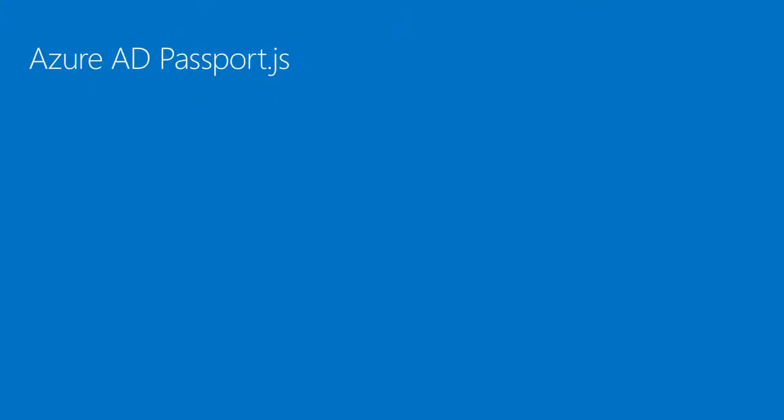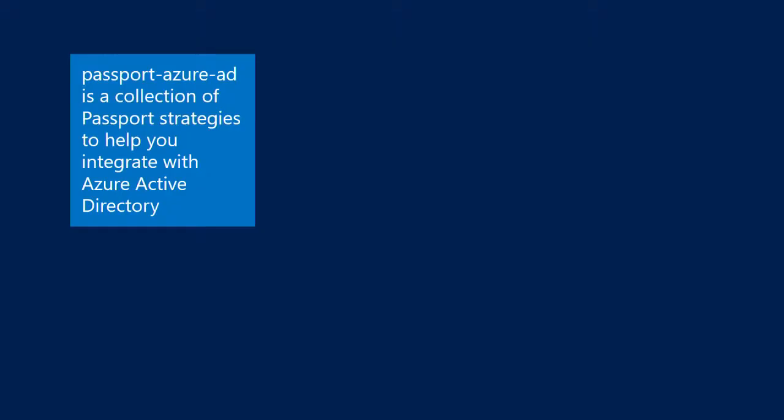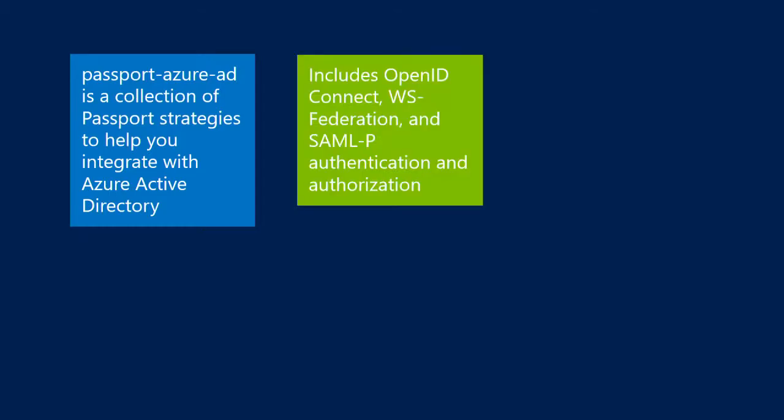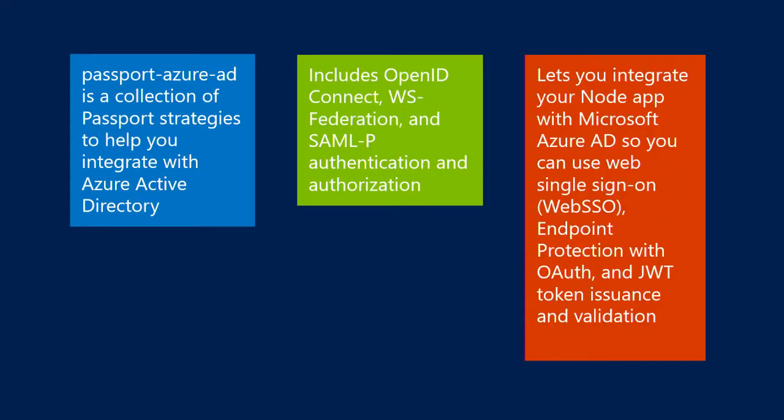Now, I don't do any Node.js work, but I thought I'd just put it in here for those devs who do. In Node.js, there's an authentication library called Passport. They've put them all together called Passport Azure AD, and that's combining all the Node.js authentication modules or libraries, whatever you want to call them. It includes OpenID Connect, WS-Federation, SAML-P, and you can integrate it all with Microsoft Azure Active Directory. So I don't use Node, but it's just there. Some of you may find that useful.